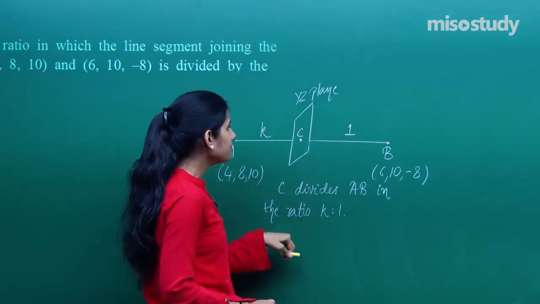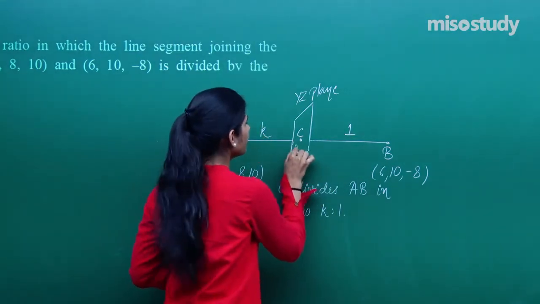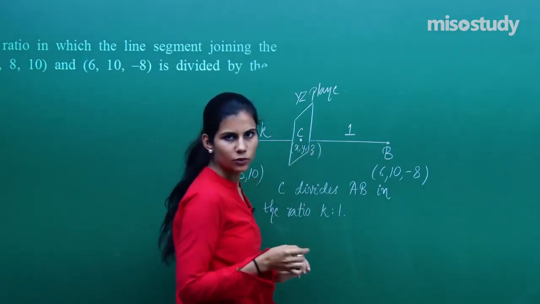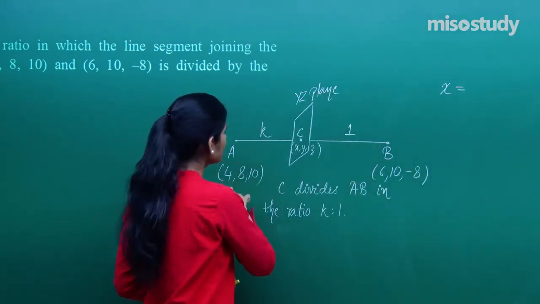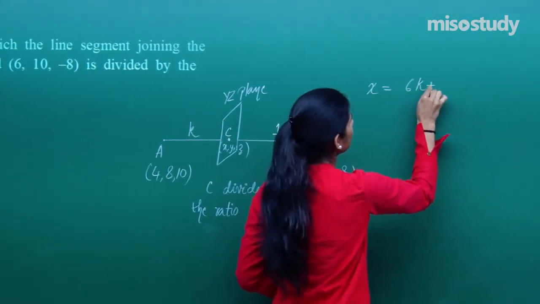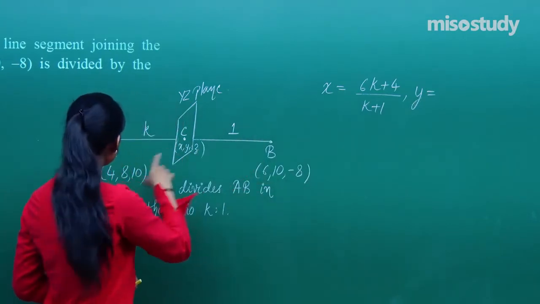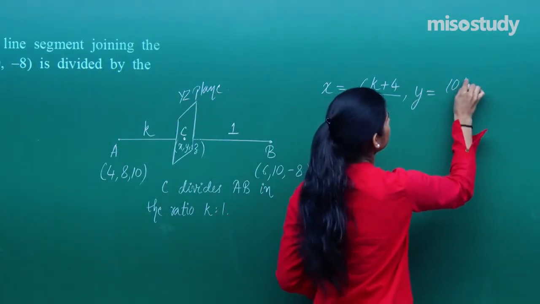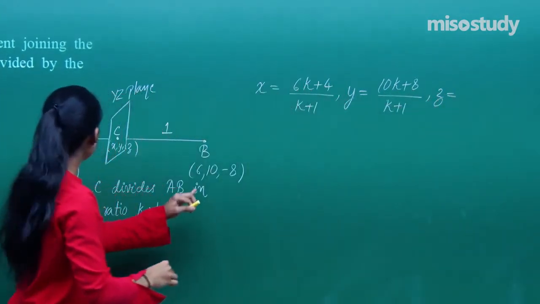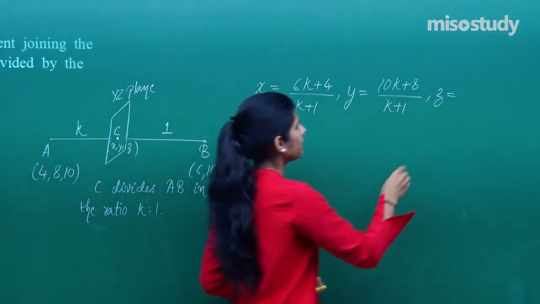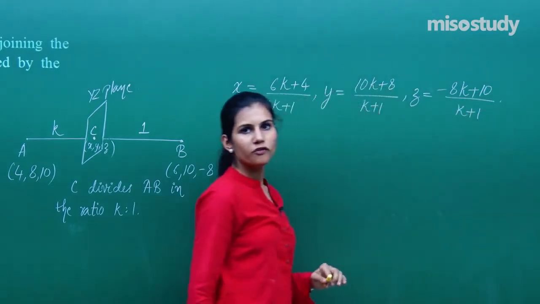Now if C is that dividing point, with the help of this ratio and section formula, I can calculate the coordinates of point C. Suppose the coordinates of point C are x, y, z. We are in the 3D setup. So x coordinate will be equal to what? 6k plus 4 upon k plus 1. Y coordinate will be equal to 10k plus 8 upon k plus 1. And Z coordinate will be equal to minus 8k plus 10 upon k plus 1. These are the coordinates of my point C.